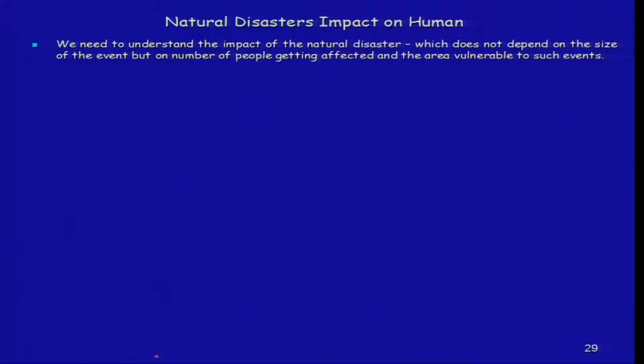Many geological processes are potentially hazardous, for example floods, earthquakes, tsunamis, cyclones, etc. Now, we need to understand that the impact of a natural disaster does not depend on the size of the event, but on the number of people affected and the area vulnerable to such events. If fewer people are affected, these processes are not hazardous. For example, an event in a thinly populated area can hardly pose any major hazard, so those events are not hazardous to us. But if more people are exposed to such hazards, those events are definitely hazardous to us.